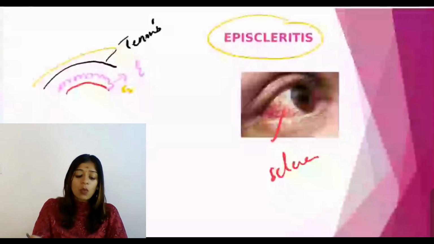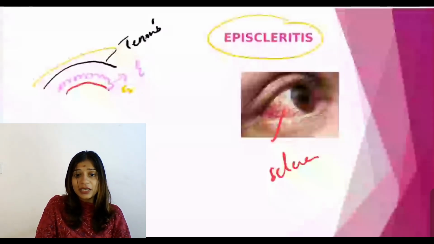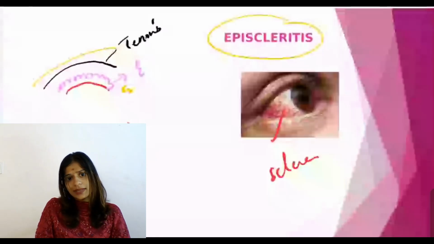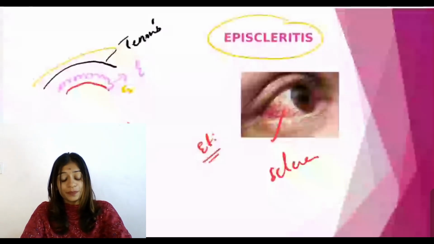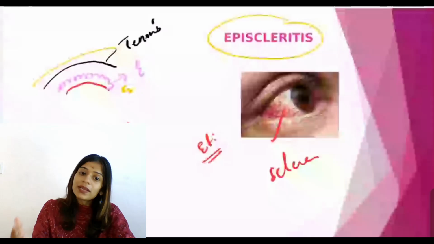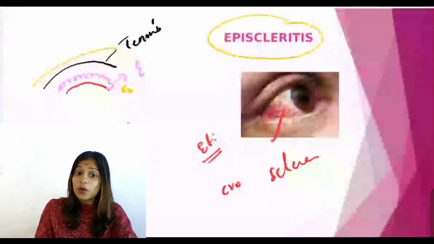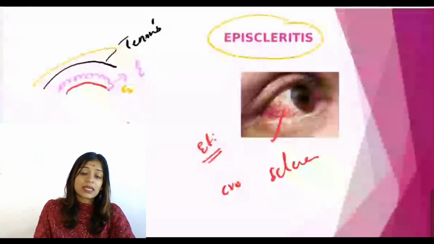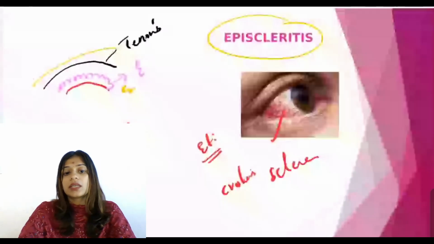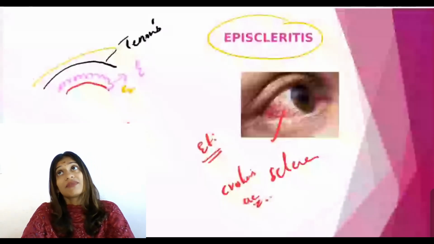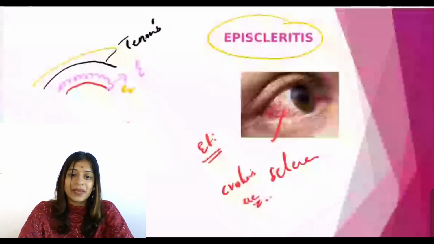Simple, yeah. Why does it happen? Why does inflammation of this layer occur? The exact etiology is not known, it's actually idiopathic. But episcleritis is strongly associated with conditions like IBD. IBD is a very important topic in your surgery. Inflammatory bowel disease, we have Crohn's disease and ulcerative colitis. People who have these two diseases might also have episcleritis.